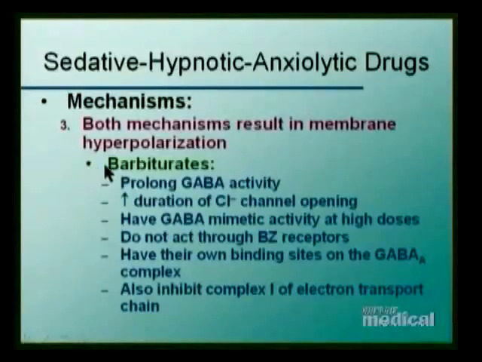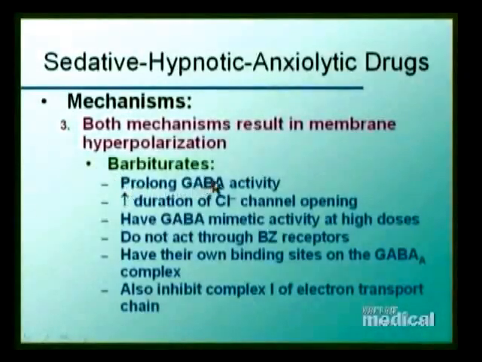Let's contrast barbiturates to benzodiazepines. Notice that barbiturates are said to prolong GABA activity. That is, they increase the duration of chloride channel opening. You see, unlike benzodiazepines that were helping GABA bind more often, barbiturates allow GABA to stay on the channel for longer. And even more relevantly, at high doses, they have GABA mimetic activity. Understand by this, barbiturates, unlike benzodiazepines, can open the GABA A receptor by themselves.